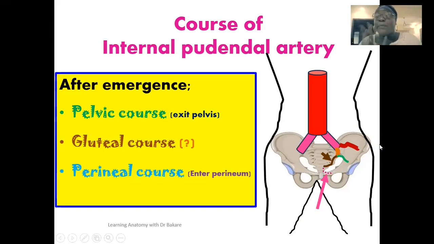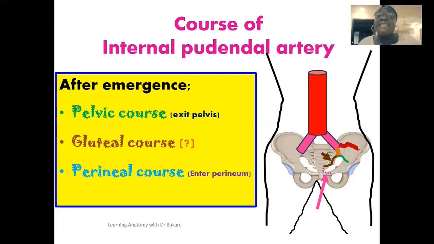We know that the internal pudendal artery emerges from the anterior trunk of the internal iliac artery. This emergence is within the pelvic cavity. Of course, it is going to run a short pelvic course around the space. And the main aim of this pelvic course is for it to exit the pelvic cavity. Remember in our previous slide, we said that the internal pudendal artery supplies the perineum, and the perineum is a region located inferior to the pelvic cavity. So it needs to exit the pelvic cavity to be able to access the perineum. And this is the essence of running this short pelvic course, to find its way out of the pelvic cavity.